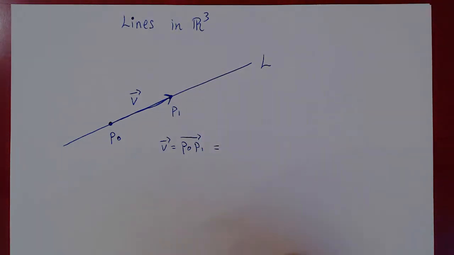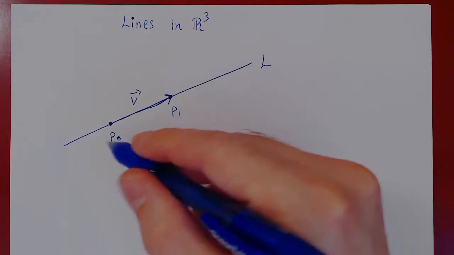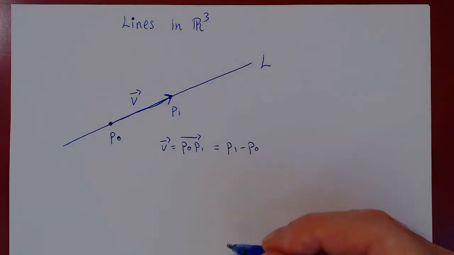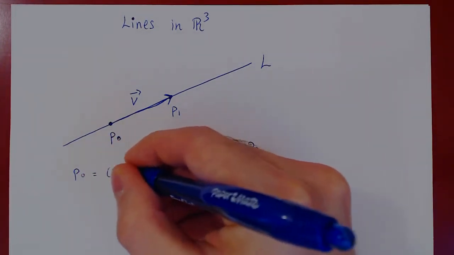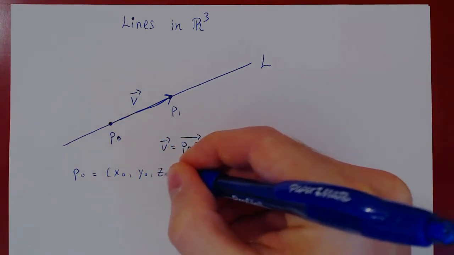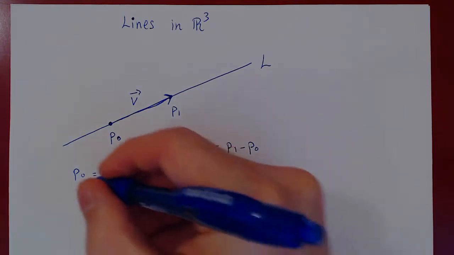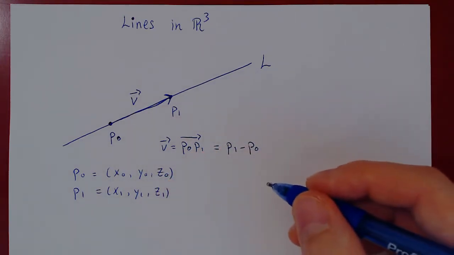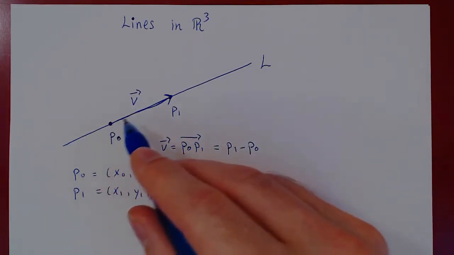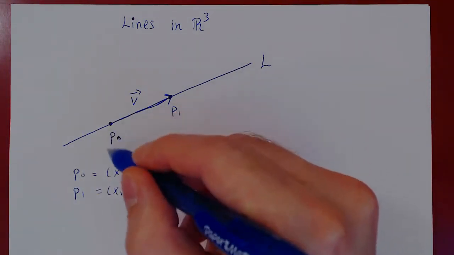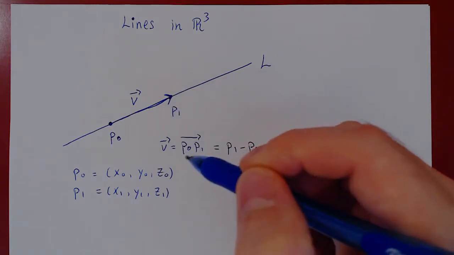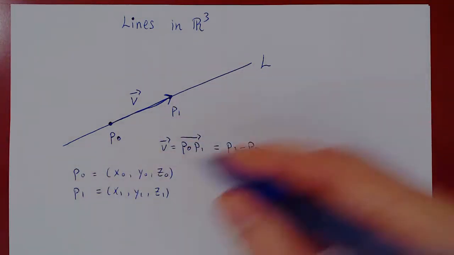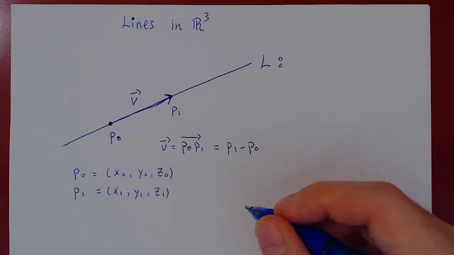And as always, if you wanted the coordinates of vector V, you would do the terminal point minus the initial point. That would be P1 minus P0. Suppose that P0 has coordinates x0, y0, z0, and P1, x1, y1, z1. Now imagine how you could build every other point on this line using P0 as your anchor and V as the directional vector of the line. Let's do a few calculations here to see how we can get every point on this line, and this is how we will parameterize the line L.